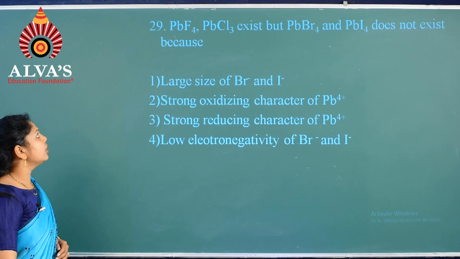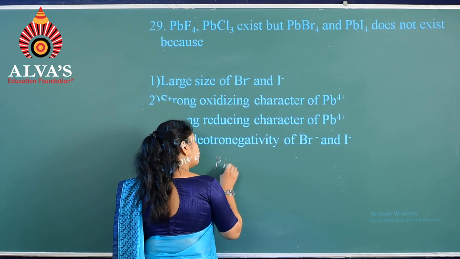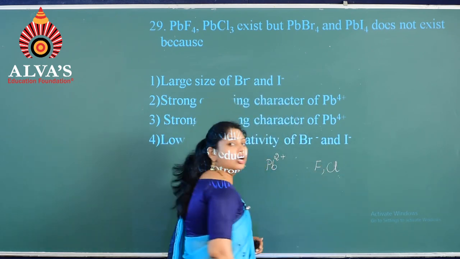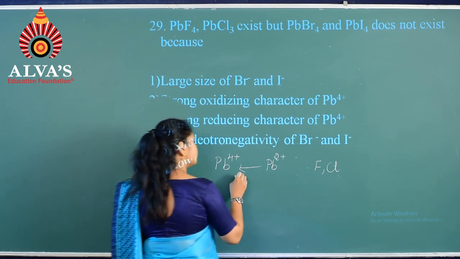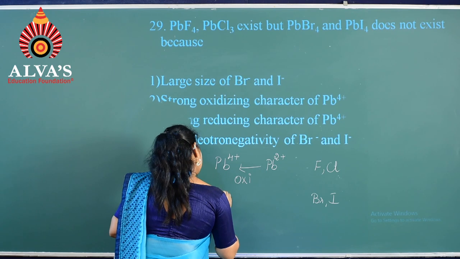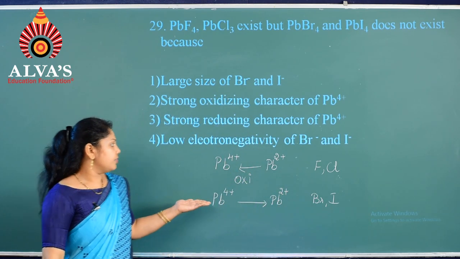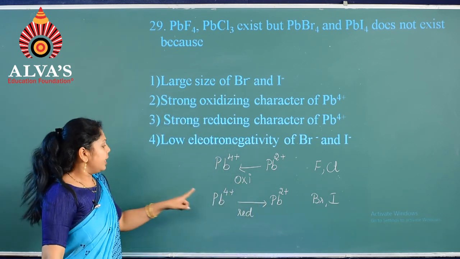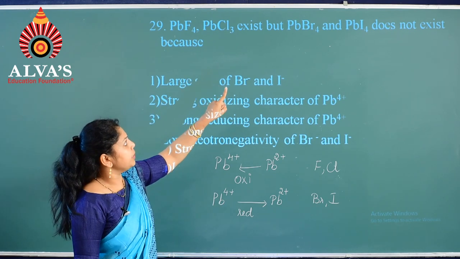Question number 29, PbF4, PbCl4 exist, but PbBr4 and PbI4 do not exist. If you observe, lead has two oxidation states, Pb4 plus and Pb2 plus. In the presence of the strong oxidizing agents fluorine and chlorine, there is an oxidation reaction, so Pb2 plus is readily converted into Pb4 plus. In the presence of bromine and iodine, which are mild oxidizing agents, it will prefer reduction, or in other words, these are strong reducing agents. So, there is a reduction reaction. Hence, Pb4 plus does not exist, Pb2 plus exists. This is the actual reason PbBr4 and PbI4 do not exist.